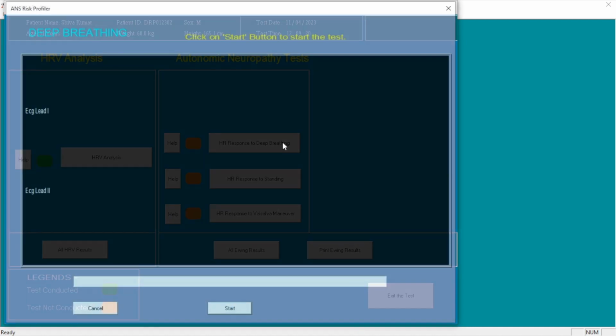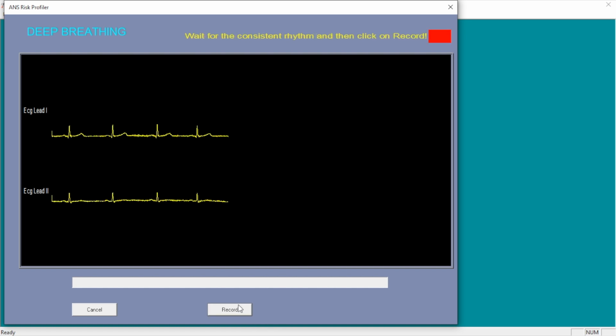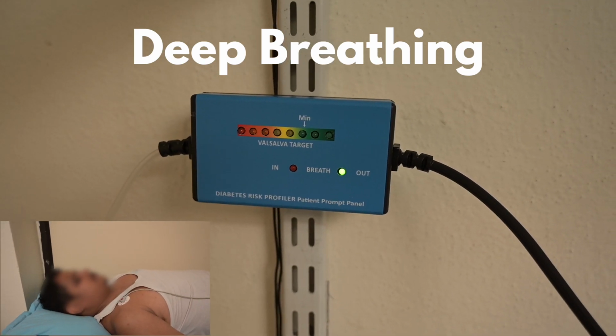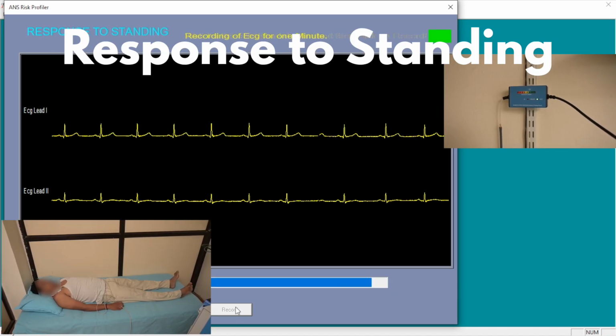Ewing's tests, a battery of non-invasive diagnostic tests, are considered a gold standard for the diagnosis of CAN in diabetics. These tests measure heart rate and blood pressure responses to changes in posture and breathing, providing comprehensive evaluation of the cardiovascular system.